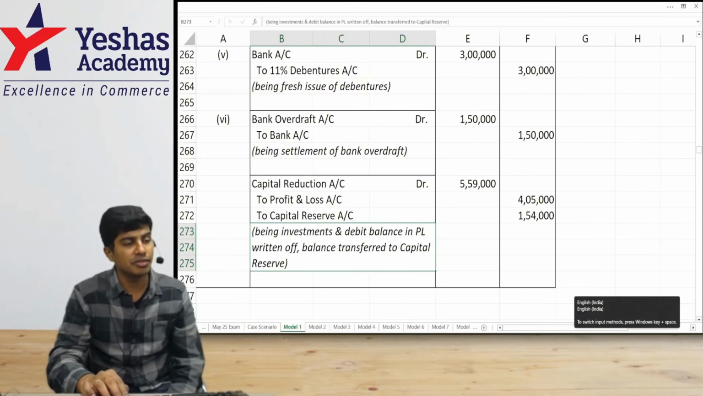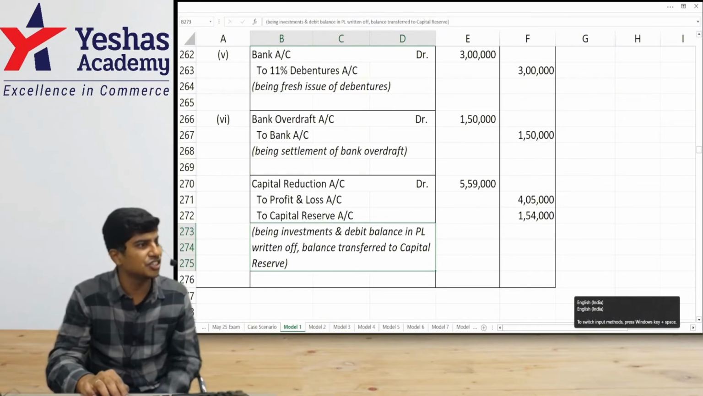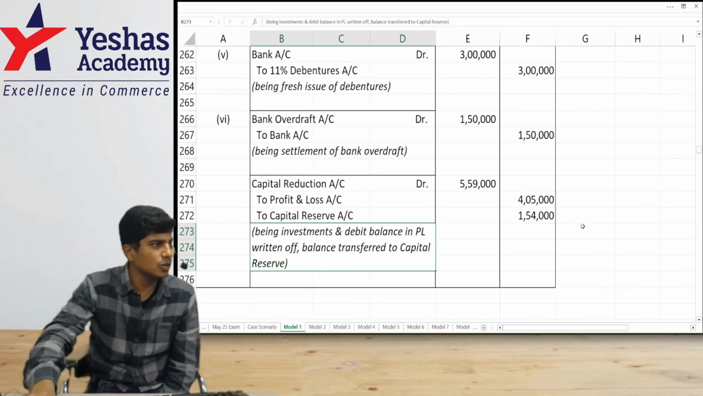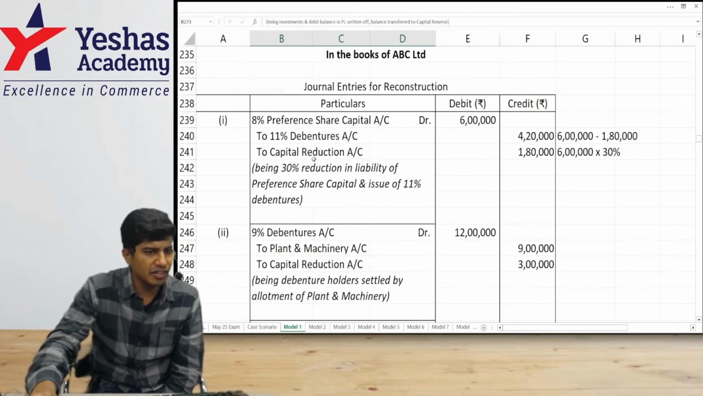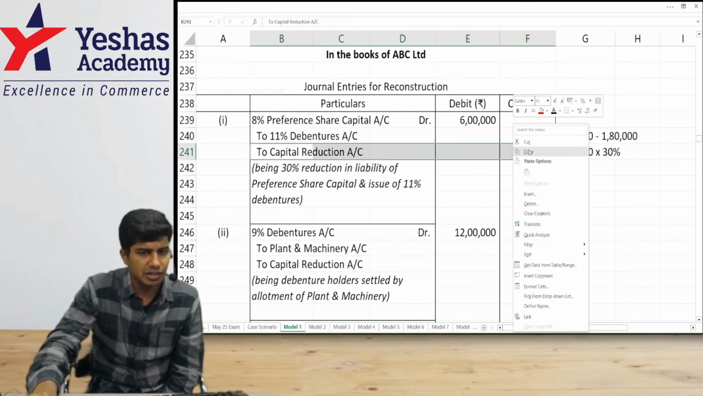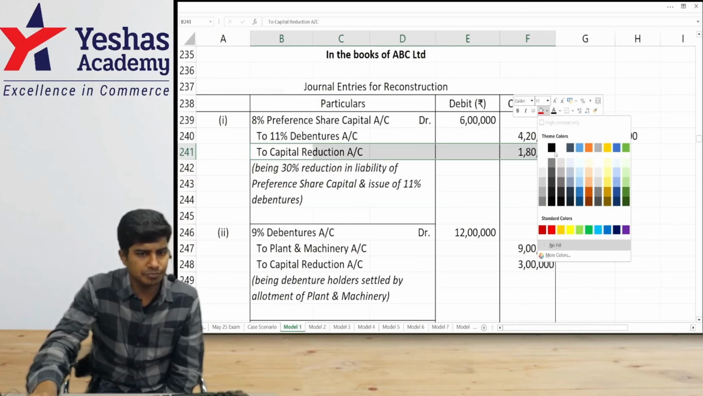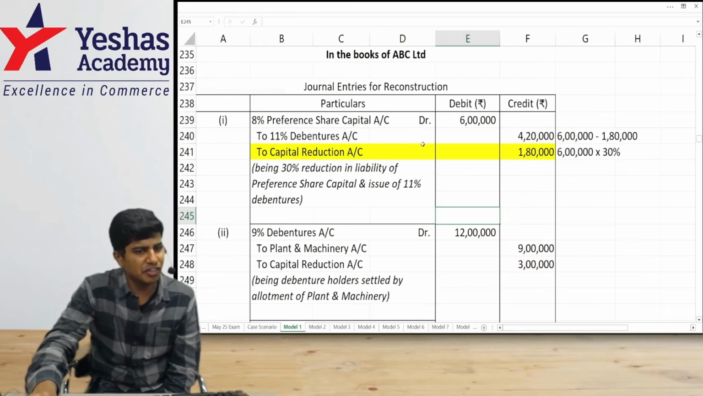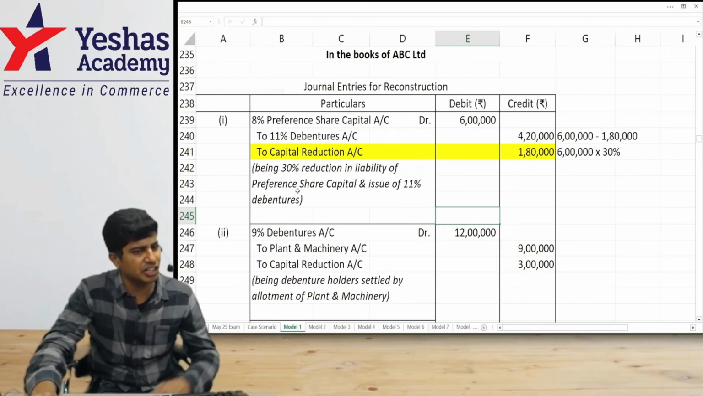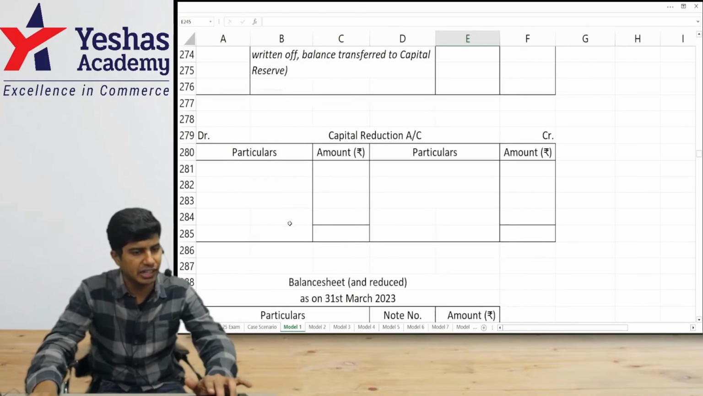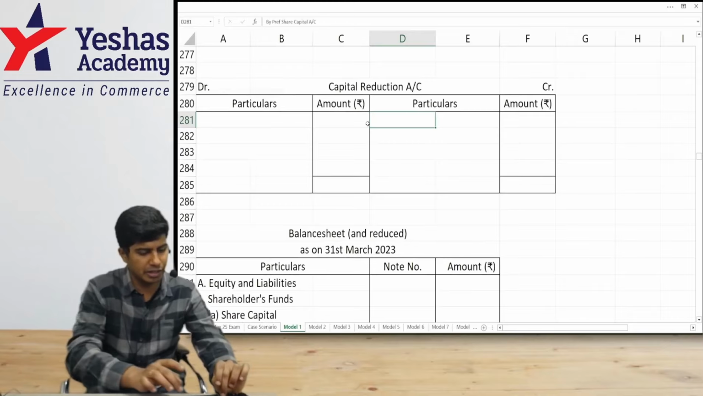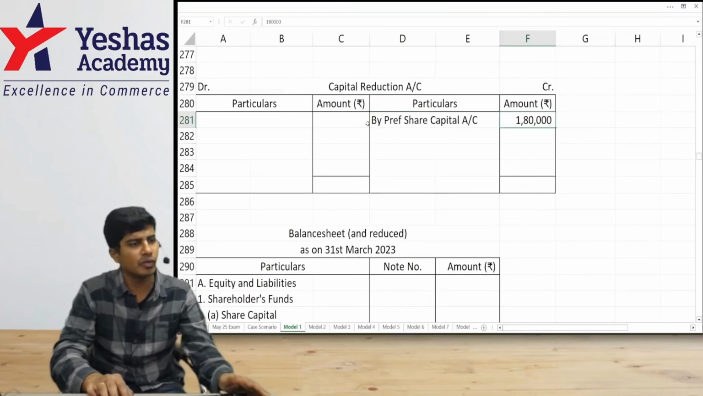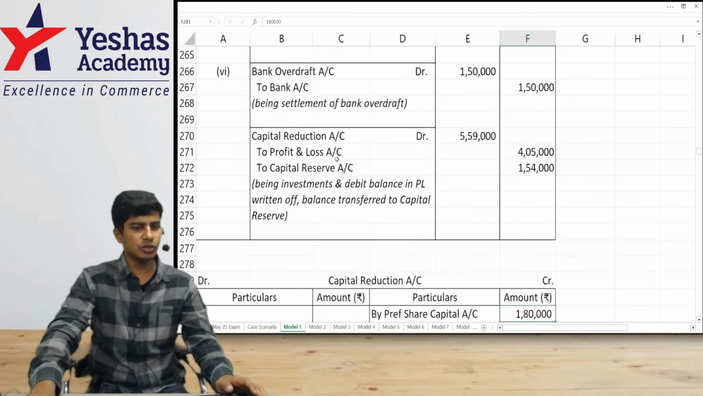They have not stopped here. They have actually asked us to prepare ledger capital reduction. Let's do it. No big deal. In the first entry, we have how much money? 1 lakh 80. So it can be written to preference share capital account or 11% debenture account. It will be preference share capital to 11% debentures, preference share capital to capital reduction 1 lakh 80. So in my capital reduction account, I'll write by preference share capital 1 lakh. Done. Come to the next slide.